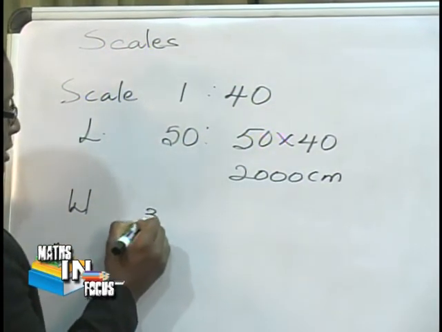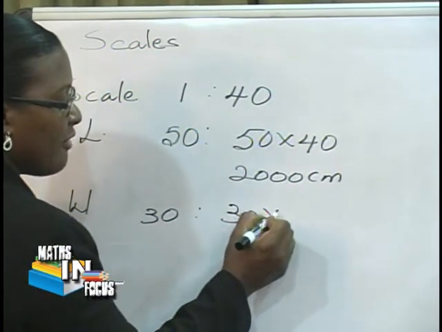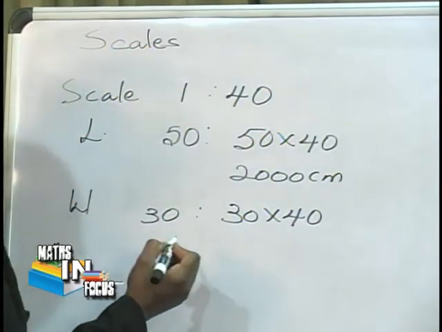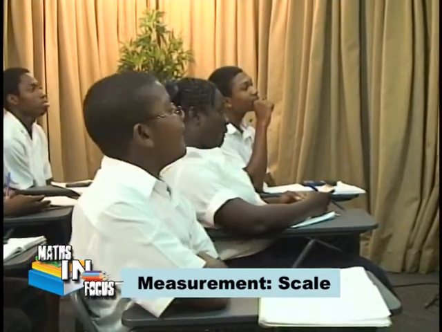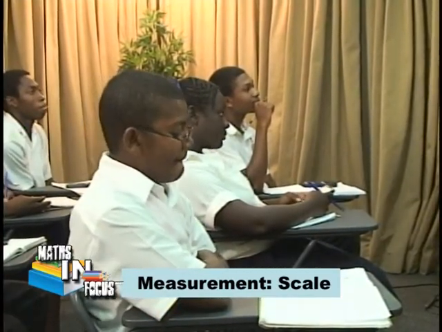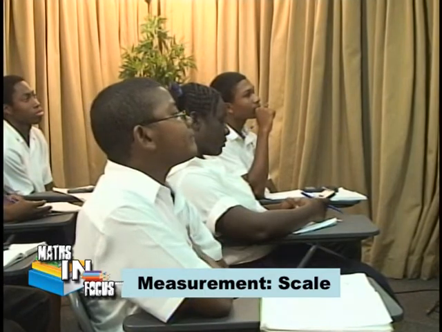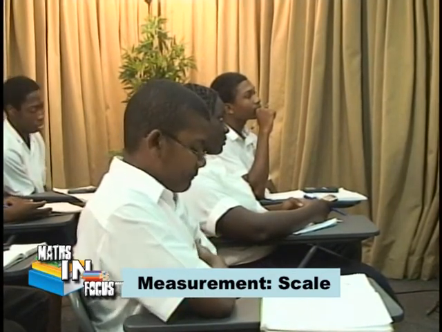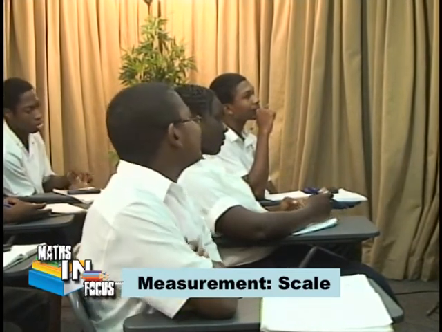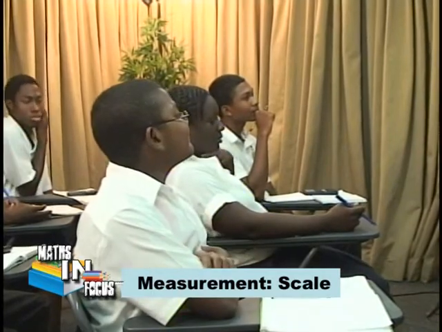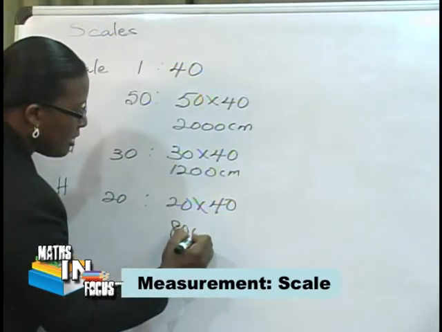The width is 30. Therefore, on the actual barn, it would be 30 by 40. And what did you get, Neon? I got 1200 centimeters. So we have the length, the width, and let us say this is the height of the barn. And the height corresponds to 20 centimeters. The actual height would be what, Miracle? 800 centimeters. How did you get 800, Miracle? I multiplied 20 by 40. You multiplied 20 by 40 and you got 800.